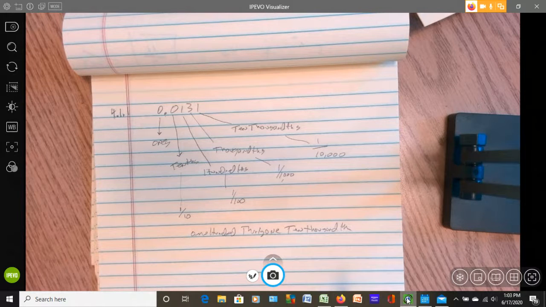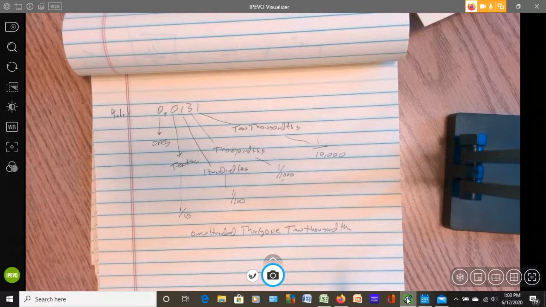I'm going to come back to this pad just for a second. Let's go ahead and do this. What did we say it was? 131 10,000ths. It's 131 10,000ths. Okay, that's got to be the answer. Let's check it out and see. Hey, we did good on that one.